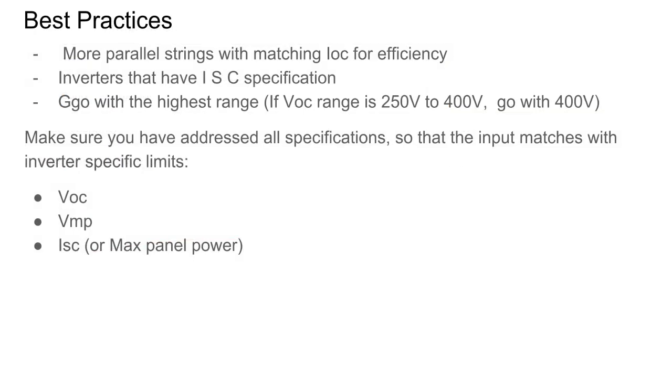Try to have more parallel strings with matching ISC to get the best efficiency. Look for inverters that specify max ISC. This works better in shaded conditions. Try to go with the highest range. That is, if VOC range is 250 to 400, try to go towards the higher range, which is 400 volts, for better efficiency. Make sure you have addressed all specifications, so that the input matches with inverter-specific limits like VOC, VMP, ISC or max watt power.